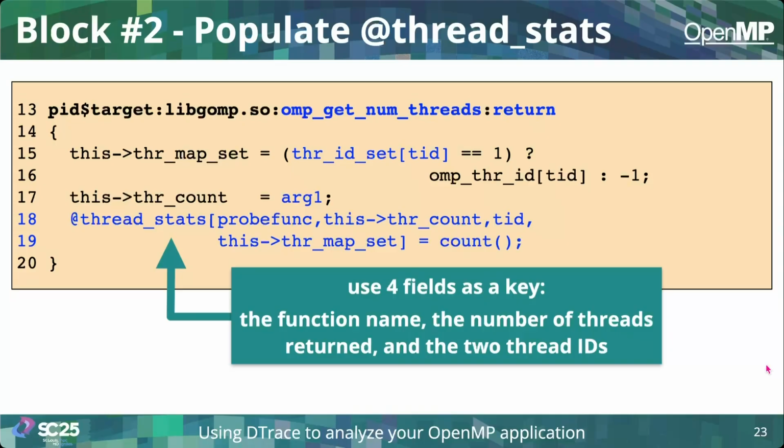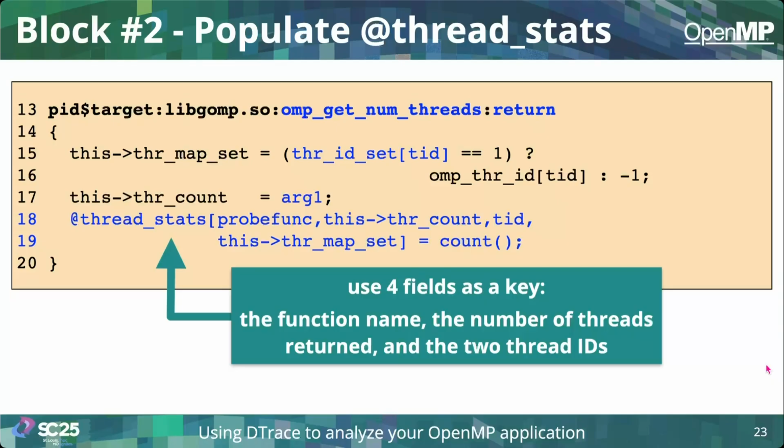The third field is the DTrace thread ID, and then the last field, THR map set. Well, what do I do there? That's set at lines 15 and 16. And what I'm doing there, remember on the previous slide, I set that associative array element, and I set it to 1 in case that probe fired. So this is like a flag. I use that as a flag.